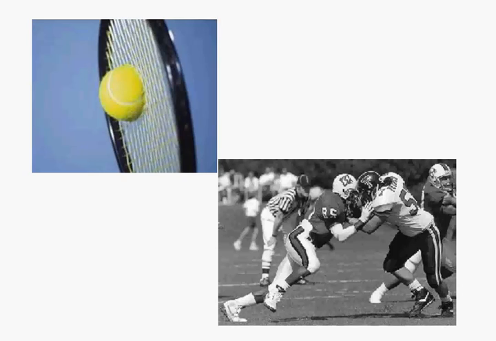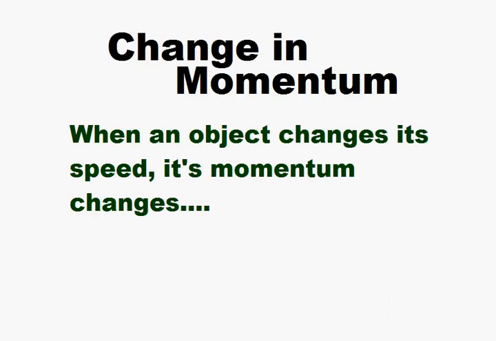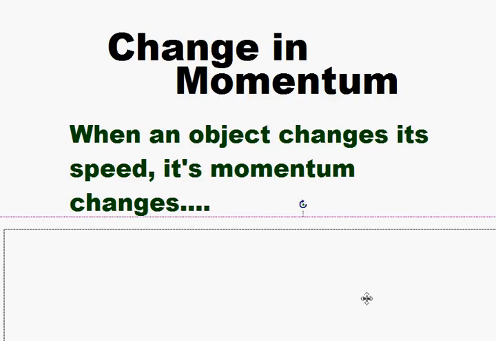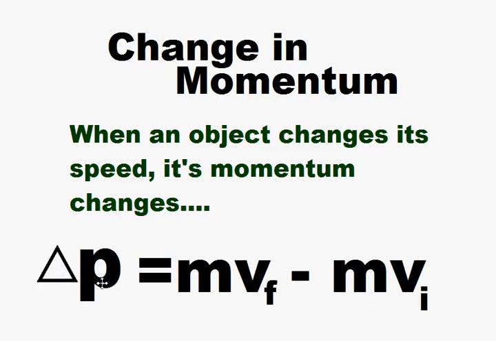So how does impulse relate to momentum? Well, it has to do with a change in momentum. A change in momentum is when an object changes its speed, its momentum changes. One way of writing that is like this: change in momentum. Remember, triangle means delta. That's the Greek letter delta for difference, a subtraction. Subtracting the momentums. This is the final momentum, m times v final, minus the initial momentum, m times v initial.